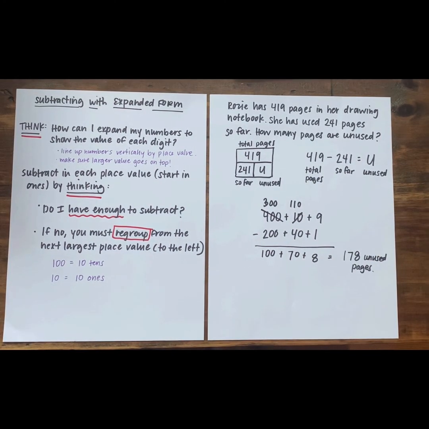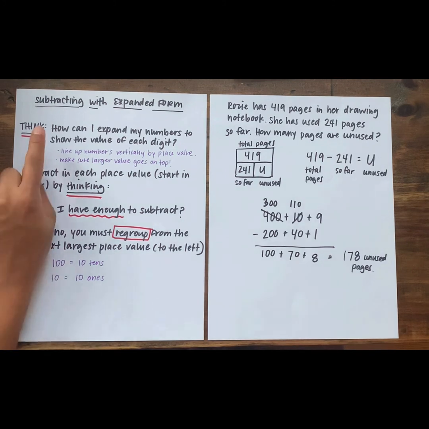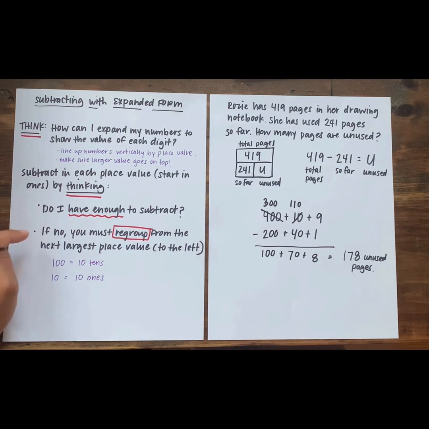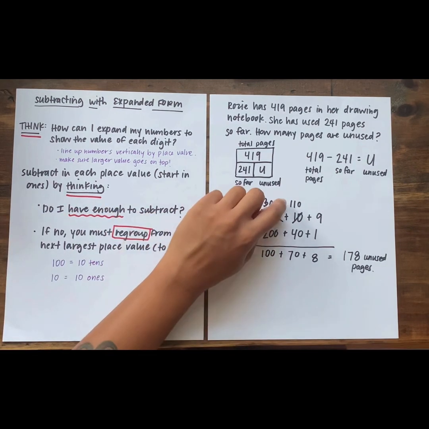As you move into the try one more, I'm looking for friends that expand their numbers to show the value of each digit, just like we did when we added using expanded form. But then they make sure that they are asking themselves, do I have enough to subtract in each place value? If you do not have enough to subtract, we must regroup from the next largest place value, the place value to the left.